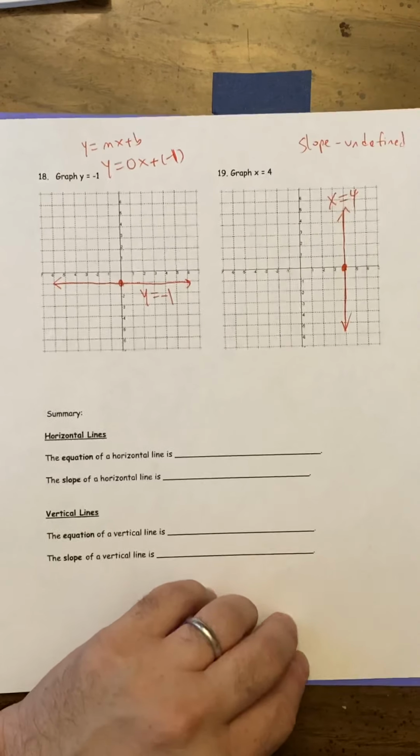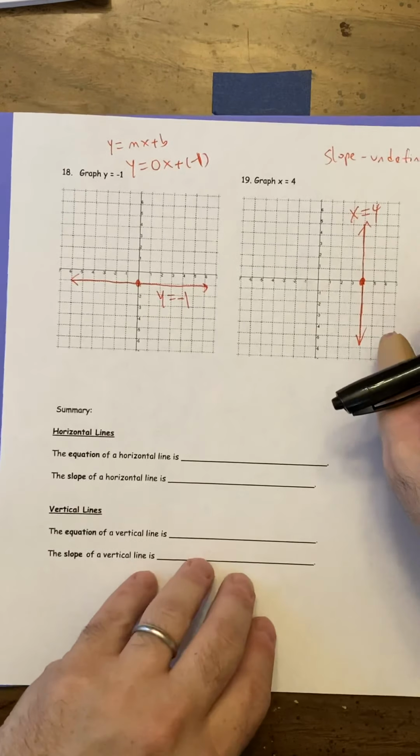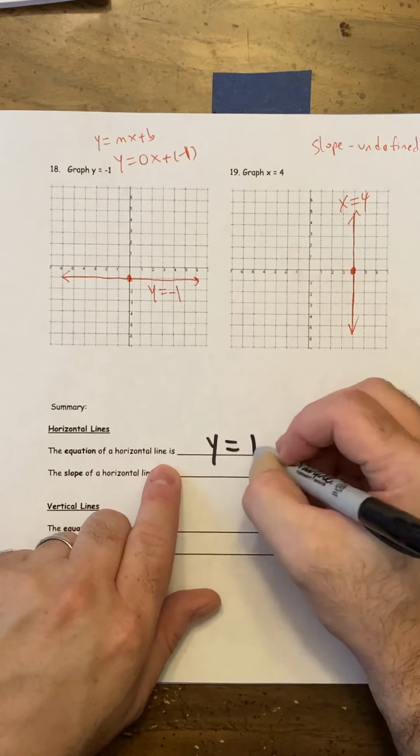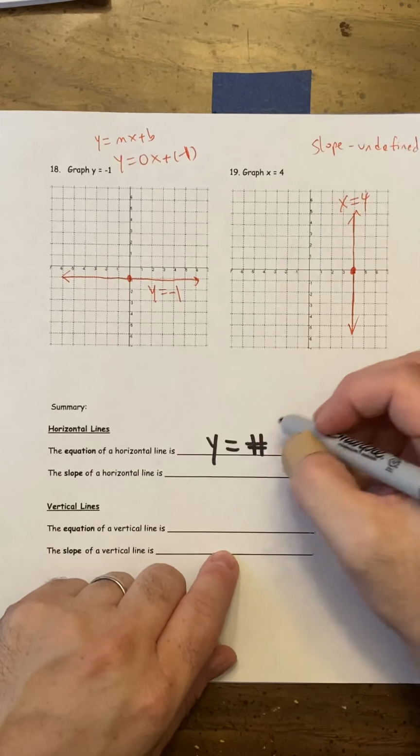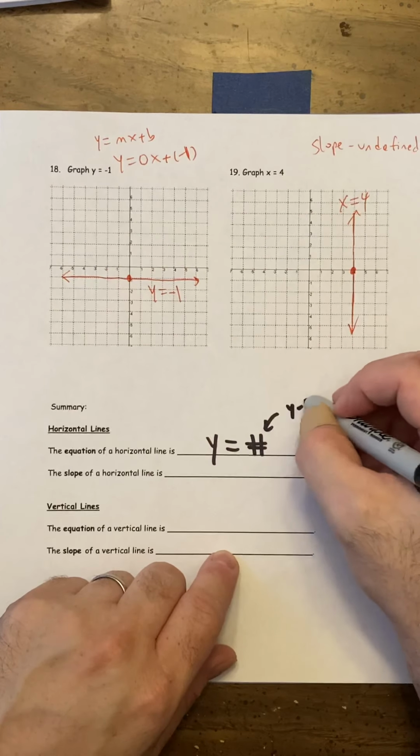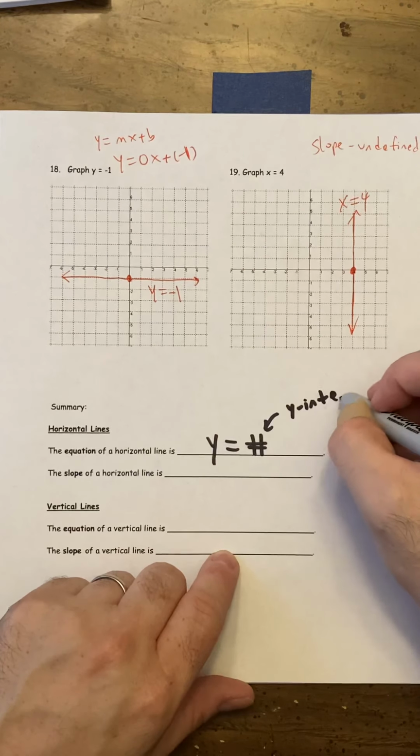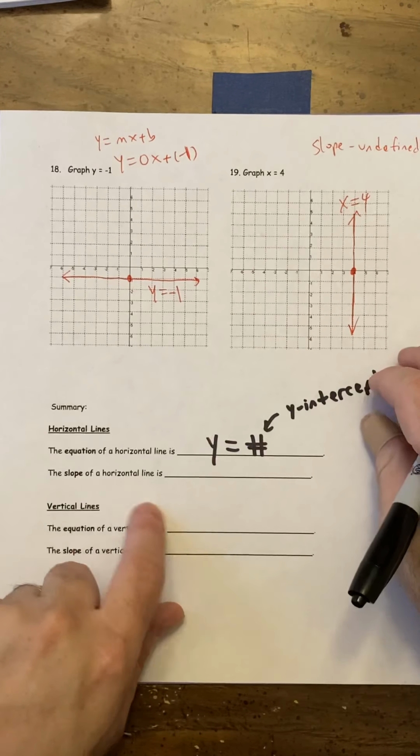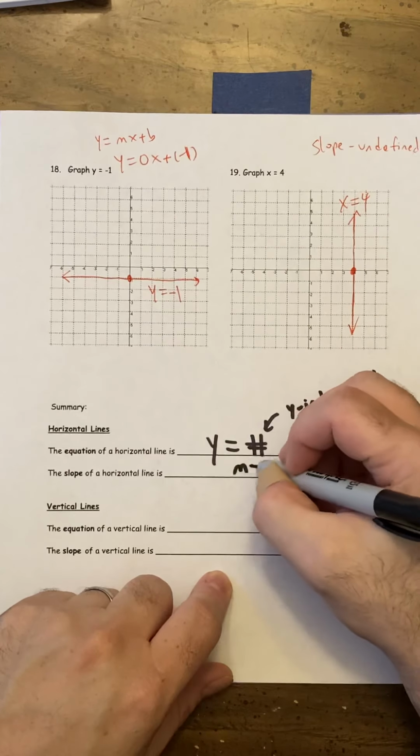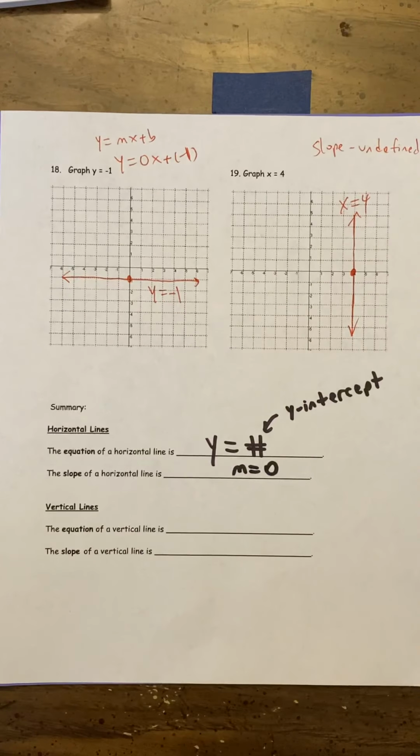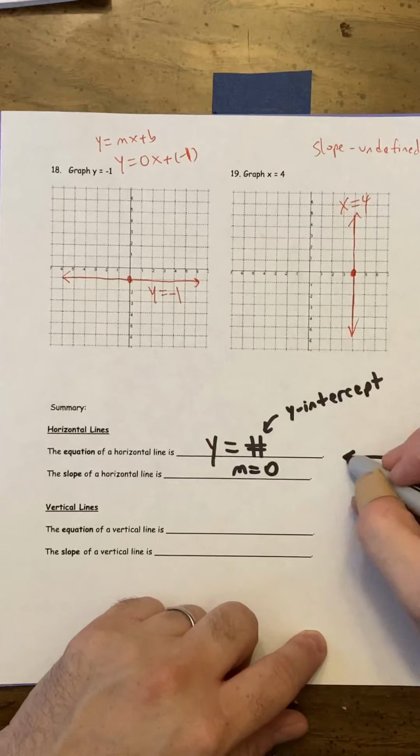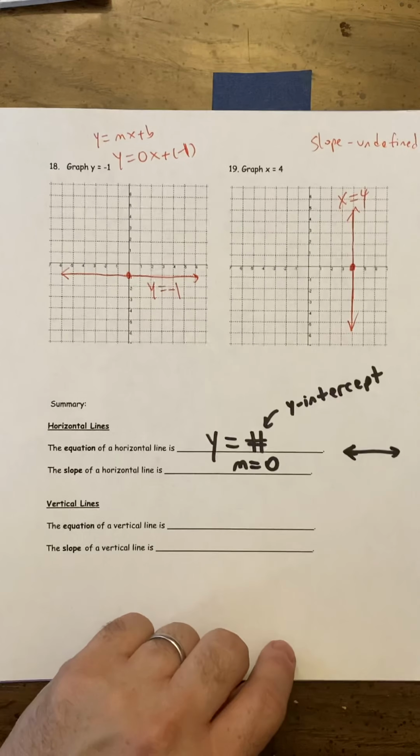Okay, so here's a summary. The equation of a horizontal line is always going to be y equals some number, okay, where that number is the y-intercept, like the b value when we have y equals mx plus b. And the slope of a horizontal line is going to be 0. So this is for any horizontal line. Y equals whatever the y-intercept is.